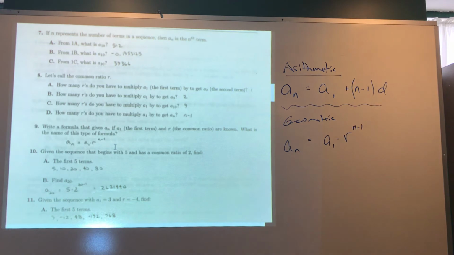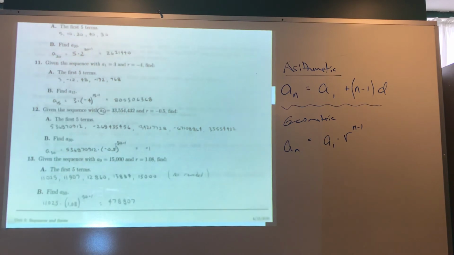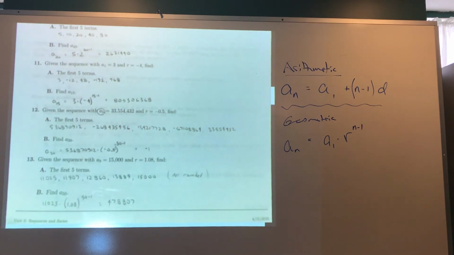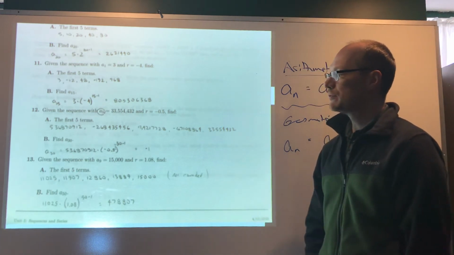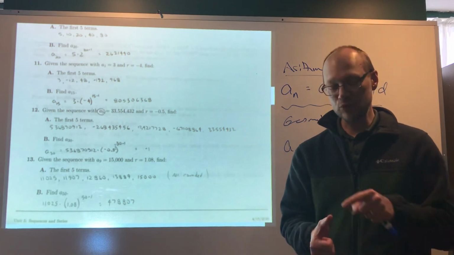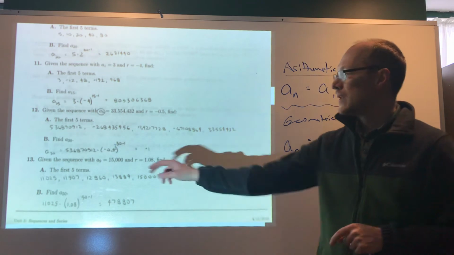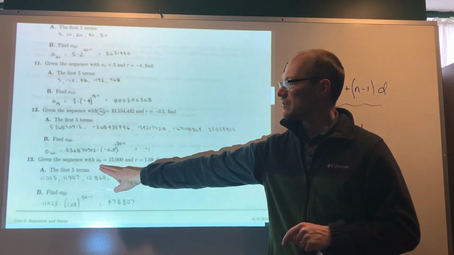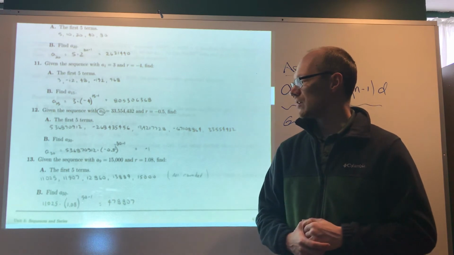I'm trying to think if there's anything else on this. Yeah, not really. Though I do want to make a mention of number 13. I did have a typo on number 13. So if you're working through that and you said, well, that doesn't make sense, because the first 5 terms should be terms 1, 2, 3, 4, and 5. And this right here, this sequence begins as the 9th term of 15,000 with a common ratio of 1.08.